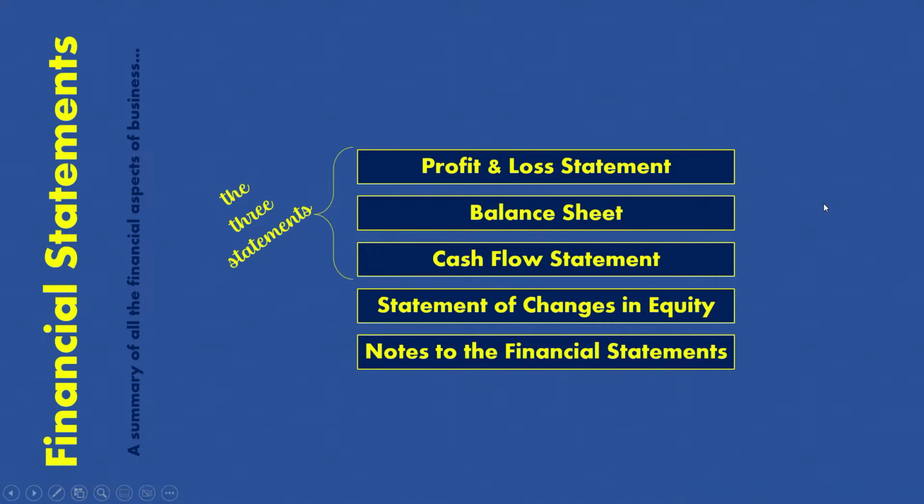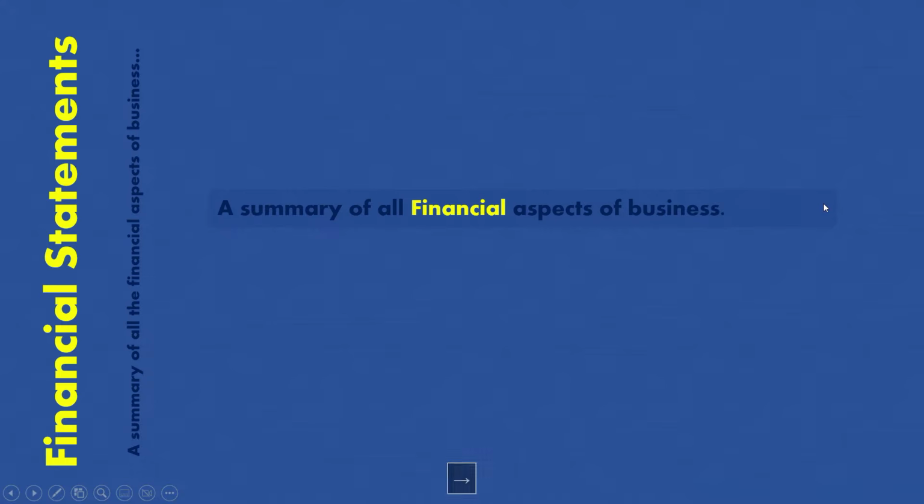And that is, first of all, we have to know one thing, and that is this is going to be the financial summary of all the business aspects. So nothing is going to be missed. So if you are looking at the financial statements of any business, you are going to get a full summary of all the financial aspects that you need for your decision making.